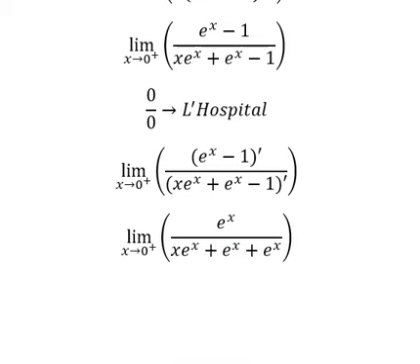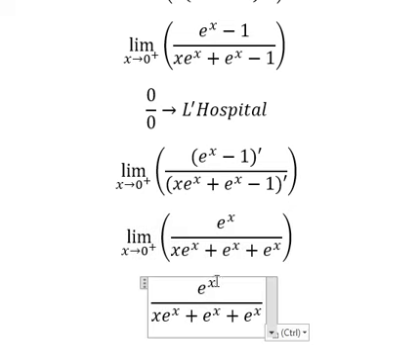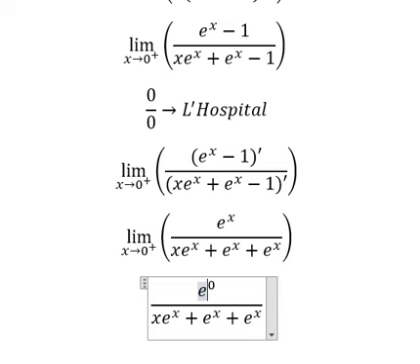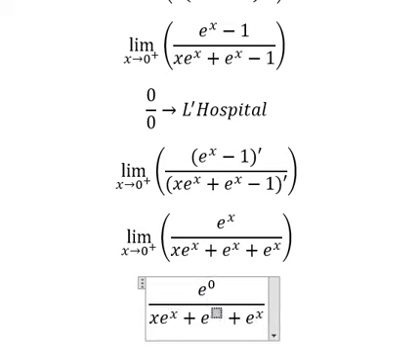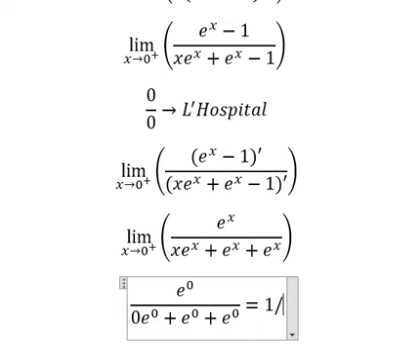Now in this one we can put number 0 on here, here, here and here. So we have the final answer. So we have 1 over number 2.